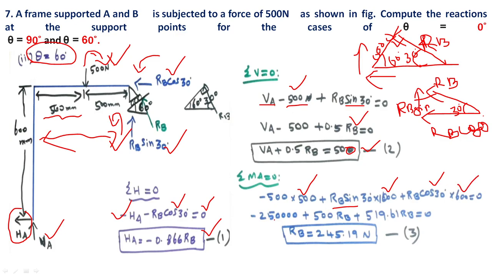Minus 2,50,000, with sin 30 as 0.5, so 500 RB, and cos 30 as 0.866, gives 519.61 RB, is equal to 0. So here the RB value is 245.19 Newton.